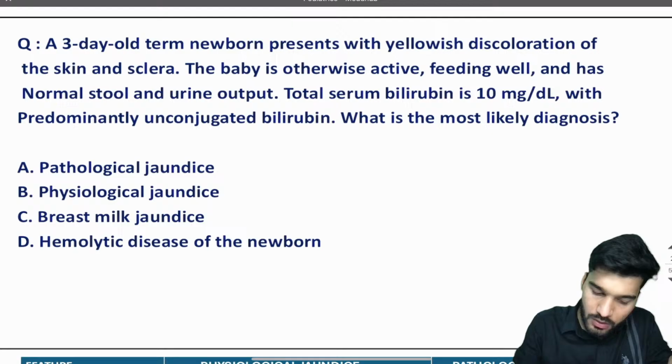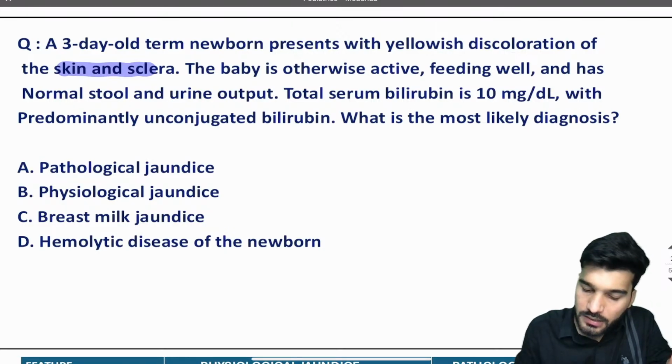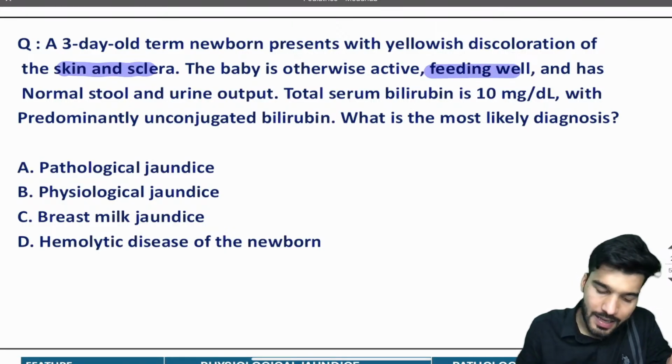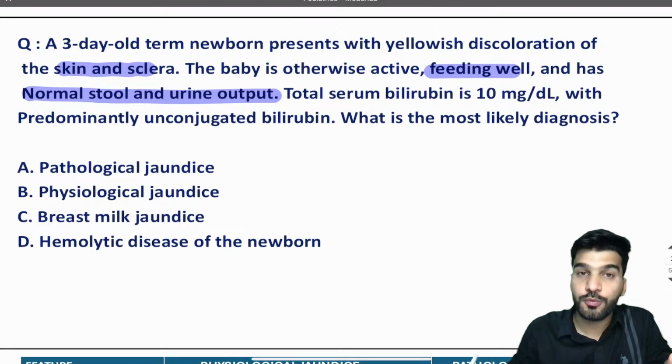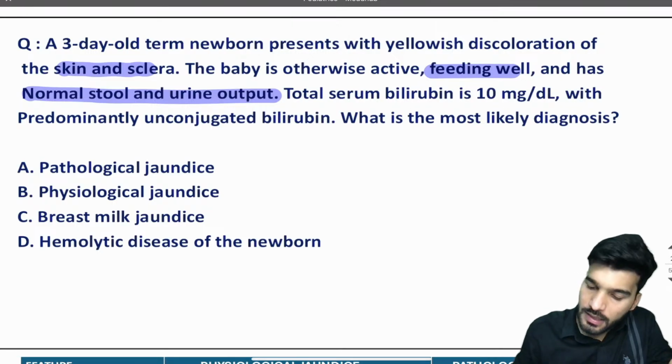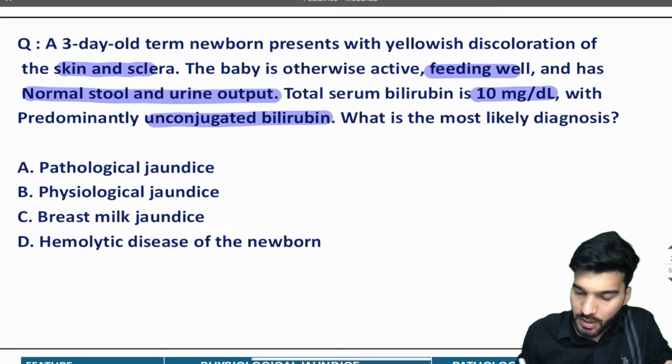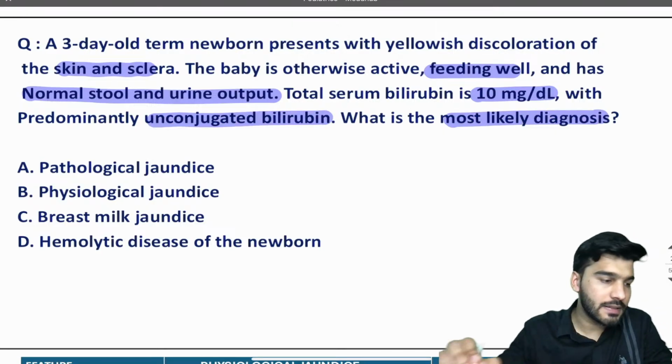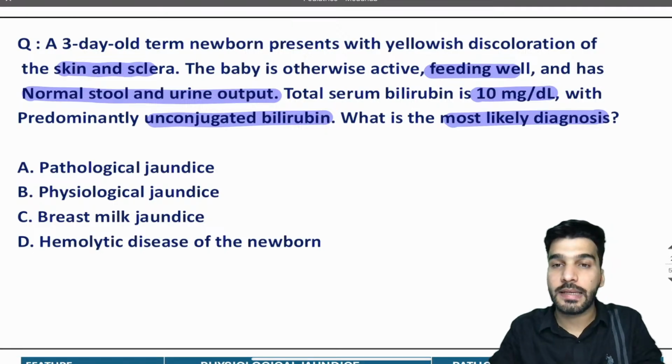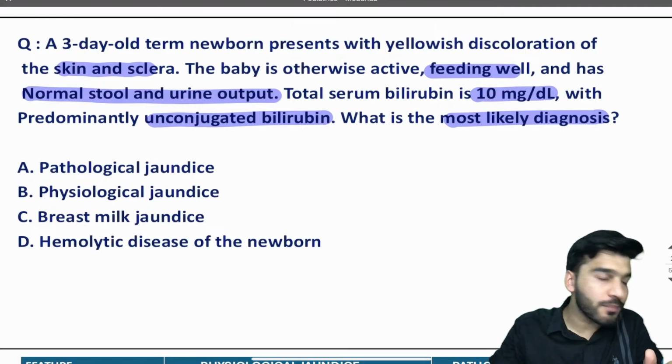A 3-day-old term newborn presents with a yellowish discoloration of the skin and the sclera. The baby is otherwise active, feeding well, and has normal stool and urine output. The serum bilirubin level is 10 mg per deciliter with predominantly unconjugated bilirubin. What is the most likely diagnosis? Okay, so this question is from neonatal jaundice.